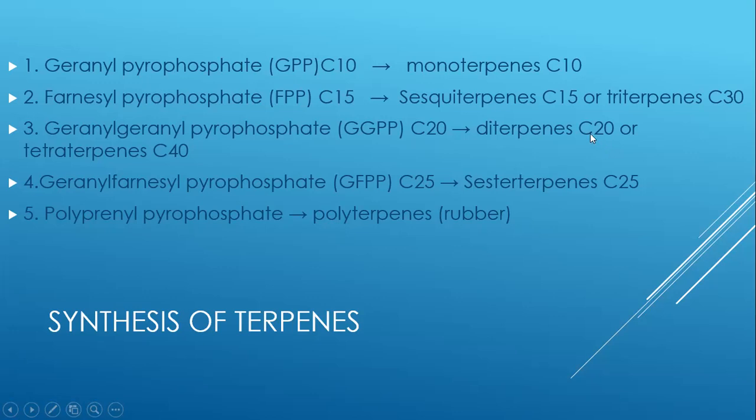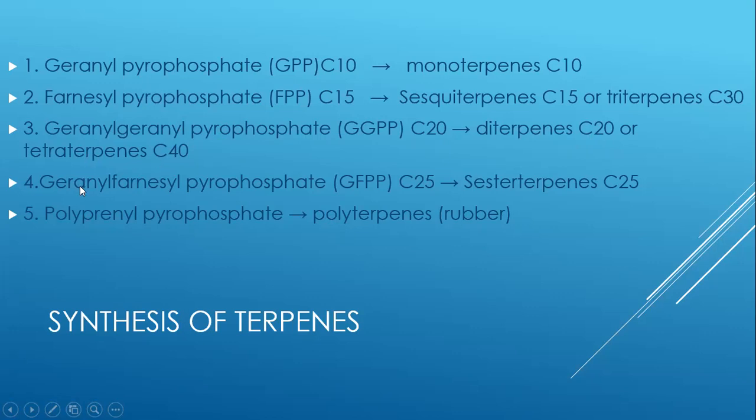Lilib lamang yung pyrophosphate na atakihin nung pi bond ng electron, ano, sa double bond yung carbocation, you're going to get a longer chain terpene, ano. So you have the geranyl pyrophosphate, will be able to produce a C40, you know, a tetraterpene.